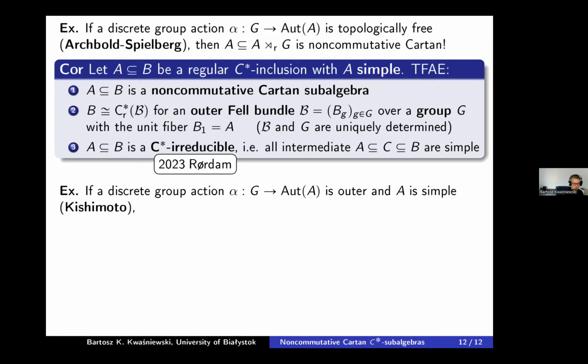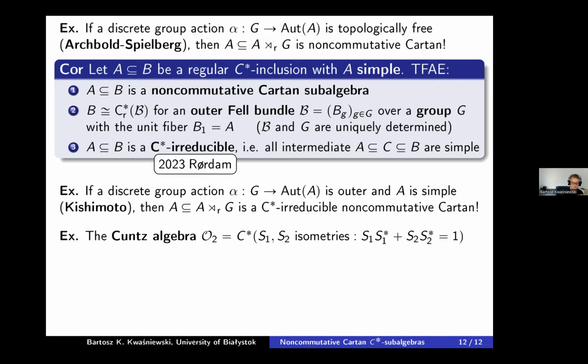So examples of this corollary are just this very well-known old example of Kishimoto, who proved that for a group action which is outer on a simple C*-algebra, then the crossed product is simple. So this is also a very highly cited paper of Kishimoto. Now we can say even more. So then this inclusion is C*-irreducible, so every C*-algebra lying in between is simple. And also this is a non-commutative Cartan inclusion. And an example which does not come from a group action, but from a Fell bundle maybe.